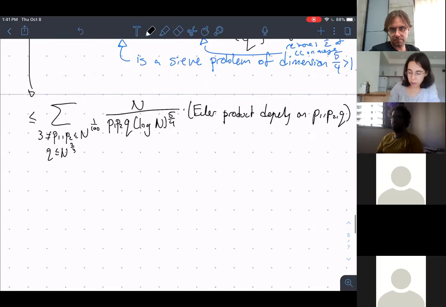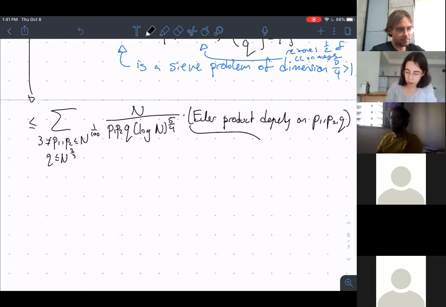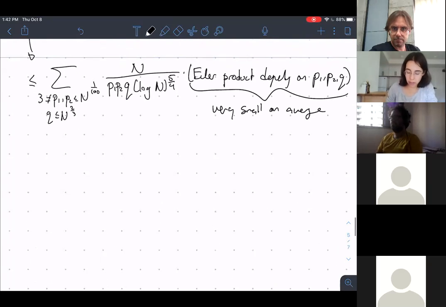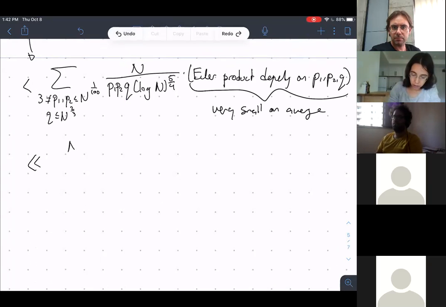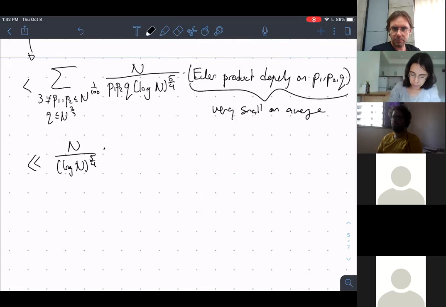But it turns out not too hard to show that this mysterious Euler product is very small on average. It's typically bounded by a constant. And then summing over P1, P2, and Q, we just lose some powers of log. But this ends up being fine because we've already saved more than one power of log n. So this gives us n over (log n)^(5/4) times (log n) to some bounded power.